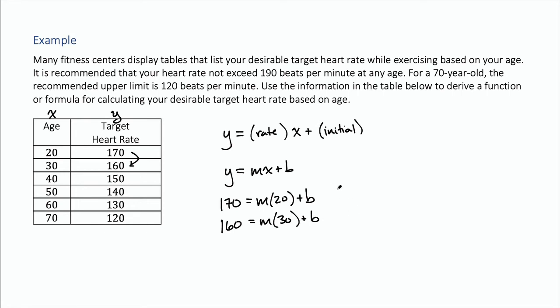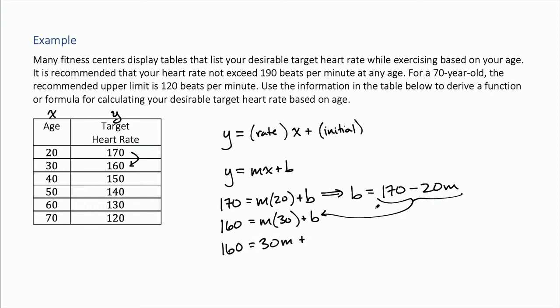And this actually we can now solve. We can take the first equation. If we solve for b, we subtract 20m, we get 170 minus 20m. And we can take this and plug it in for b right here. So we get 160 equals 30m plus b, which is 170 minus 20m. Then we can simplify. If we subtract 170, we get -10 equals, and then 30m minus 20m is 10m. Dividing both sides by 10, we get -1 for m. So there's that rate of change that we can find algebraically if we can't see it directly from the table.